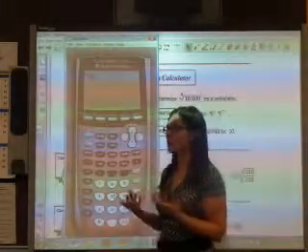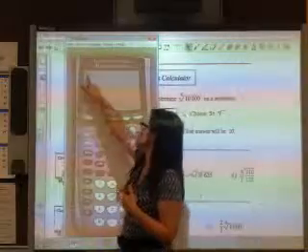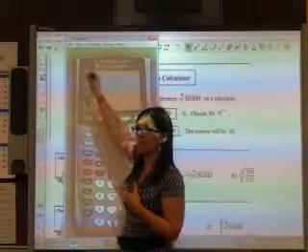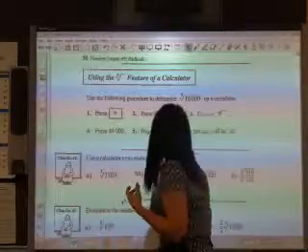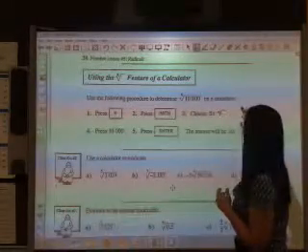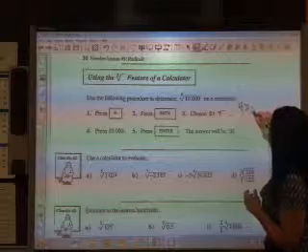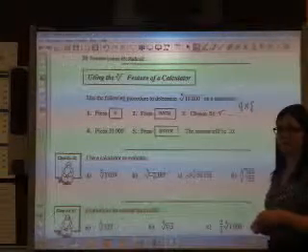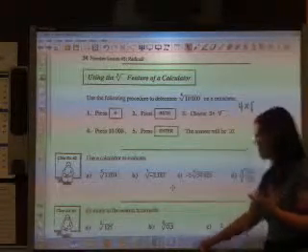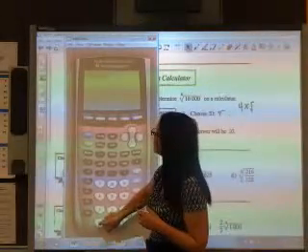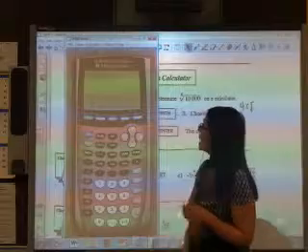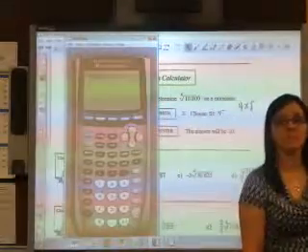Now when I do it, because of the calculator I have, it changes my 4 and makes it smaller. On your calculators, it would probably look like 4x like that. It wouldn't make it smaller, and that's fine. Then I would type in my 10,000, hit enter, and there's my 10.